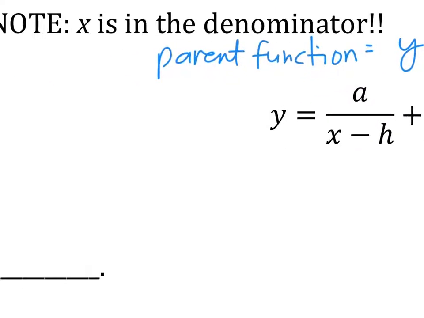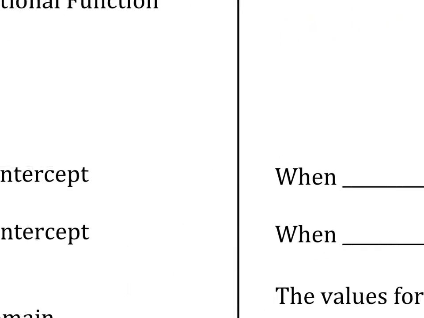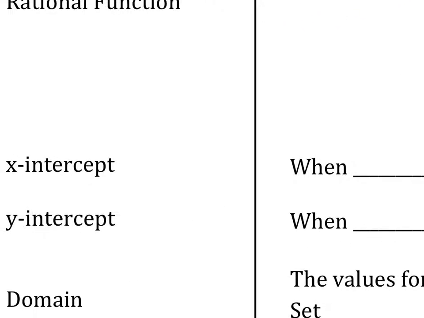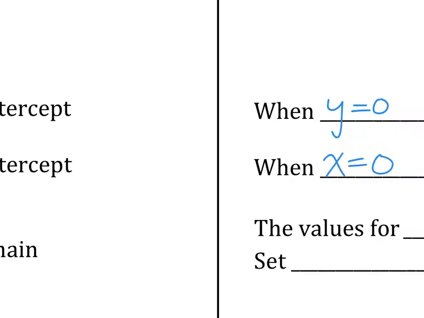And you can see that we're going to have a lot of transformation just like before. All right, let's talk about some vocab. X-intercept. X-intercept is when what happens? Y equals 0, very good. And then y-intercept is when what happens? Good, x equals 0.